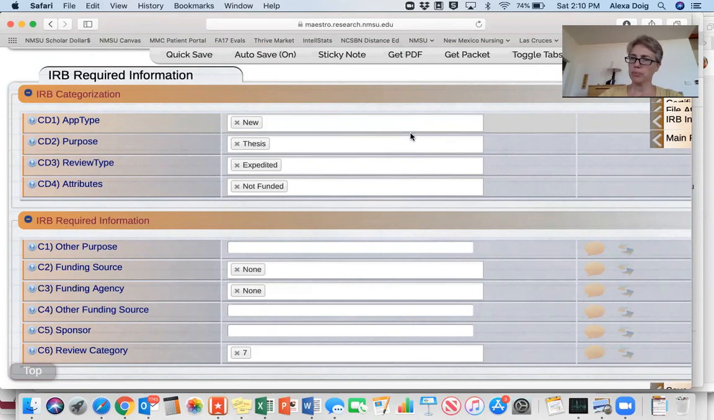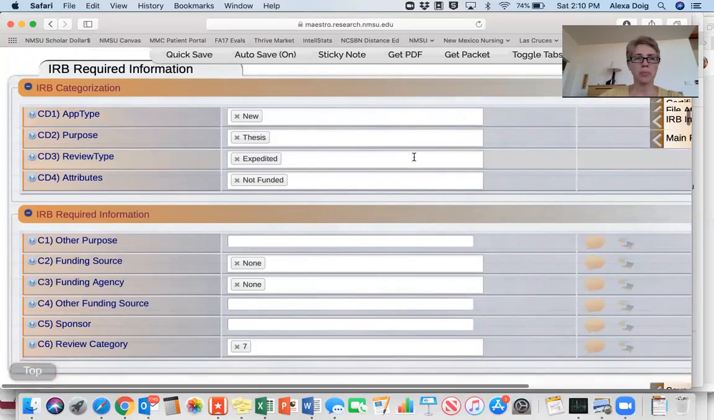If they're not sure, feel free to reach out to me, or you can actually call the IRB and ask one of the staff people as well, or send them an email with a little bit of an overview of what you're going to be doing.